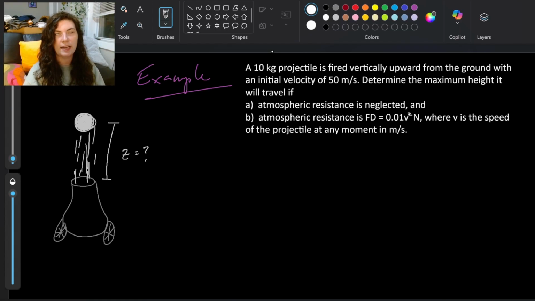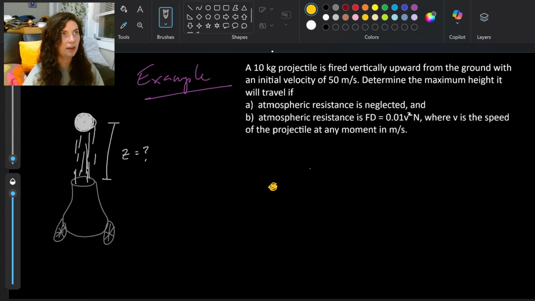Let's go ahead and look at part A here. So this part A, if atmospheric resistance is neglected, let's still go ahead and do the motion just to practice drawing a free body diagram and a kinetic diagram of what's going on here. So we have our projectile. It's this gray guy coming out of the cannon over there. And if I draw my free body diagram for him, here's my projectile.